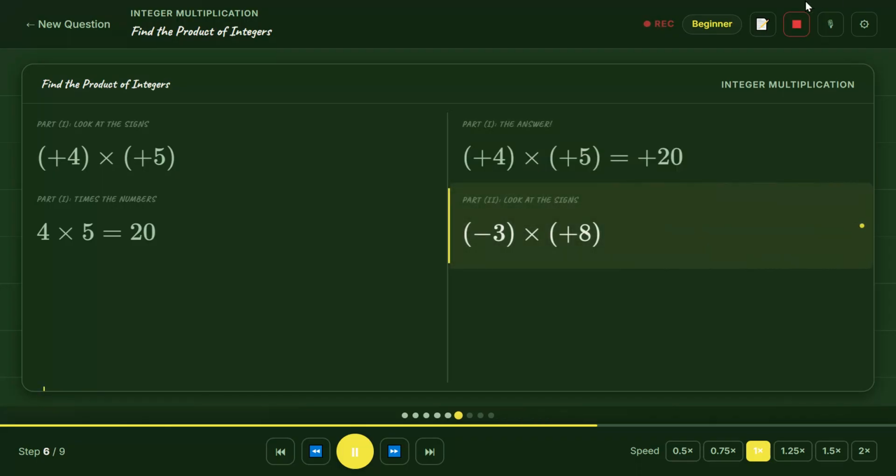Now let's do part 2. We have negative 3 times positive 8. One number has a minus sign and the other has a plus sign. That means they have different signs.